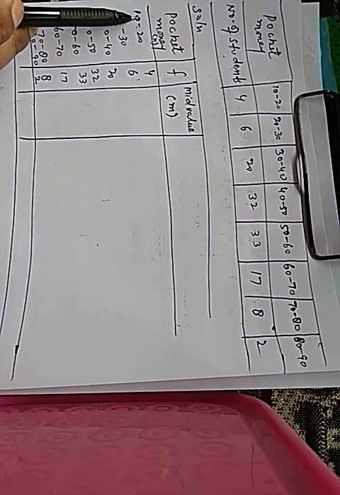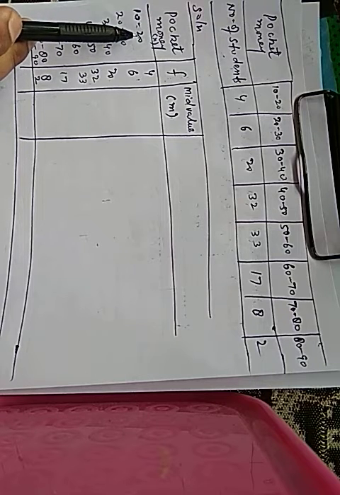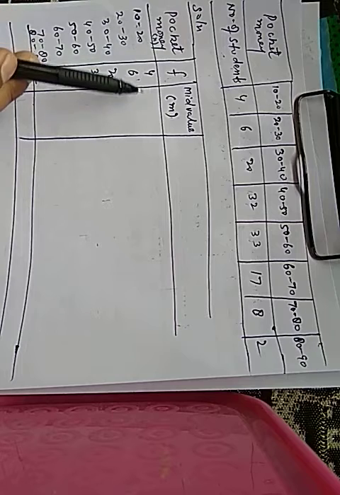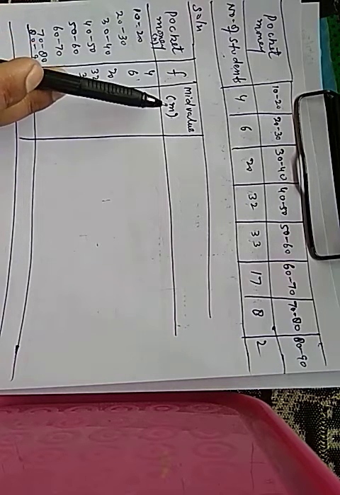We have to add the lower limit of the class interval and the upper limit of the class interval, then divide that value by 2. We will get the mid value.